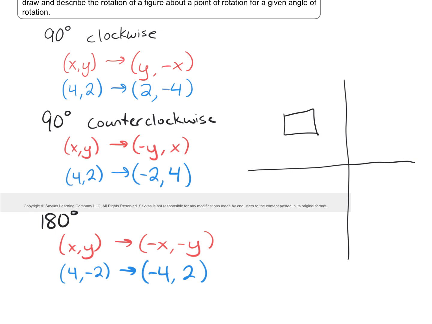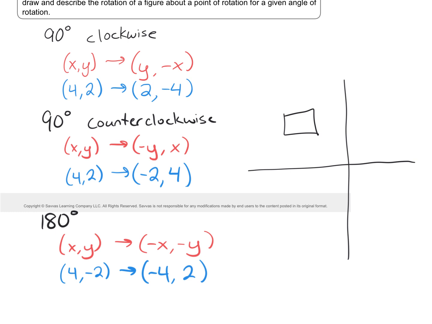When we're rotating, are we just moving it? No. Rotating, we are actually turning the image. So the image is changing. However, it is still a rigid motion. The shape and the size is going to stay the same. Its orientation is just going to change.